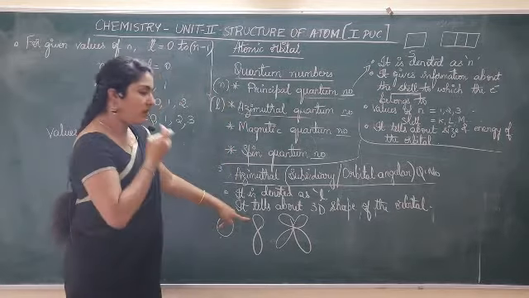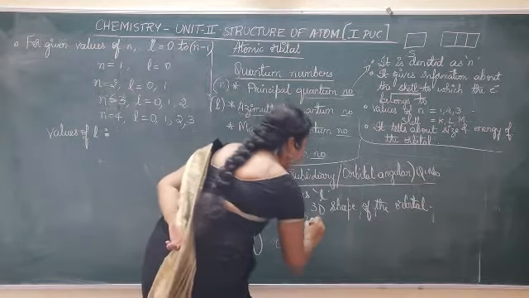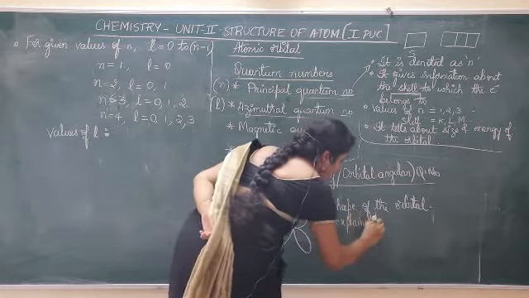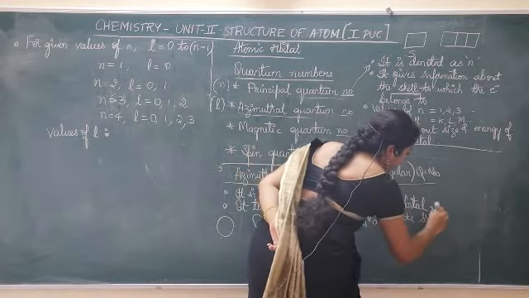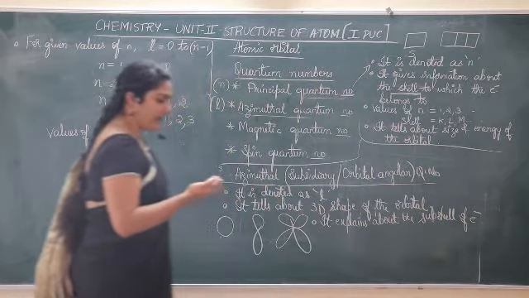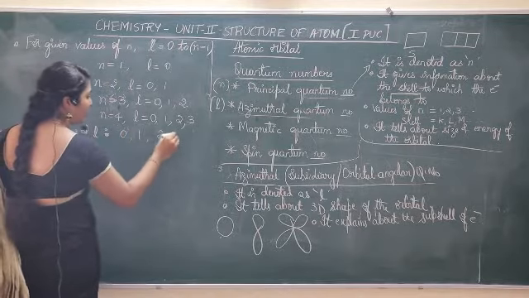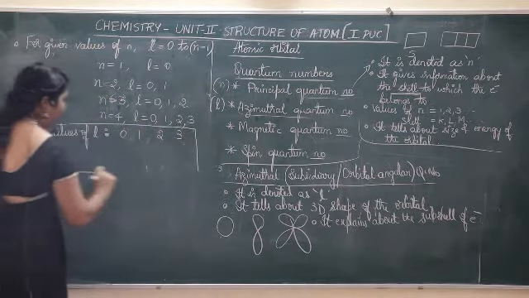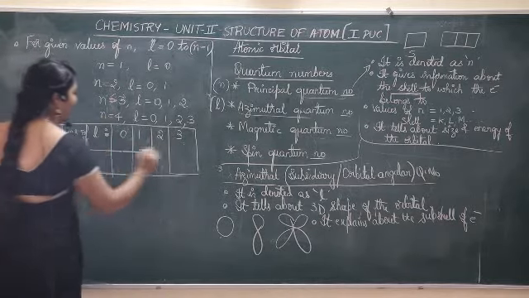Okay, you can make a point here. It tells about the 3D shape of the orbital as well as it explains about the subshell of atom, or subshell of electron, you can write. Now values of L, 0, 1, 2, 3. For values of L, we can get which subshell it belongs to.